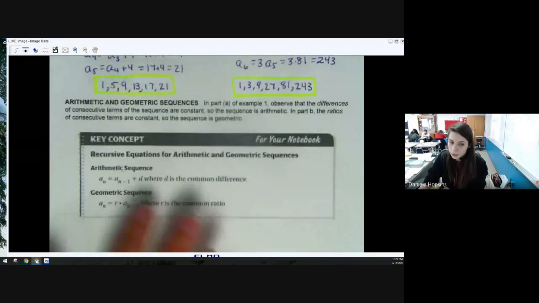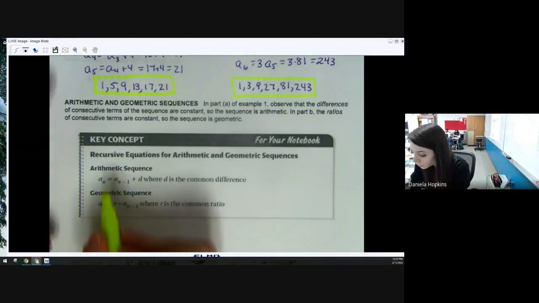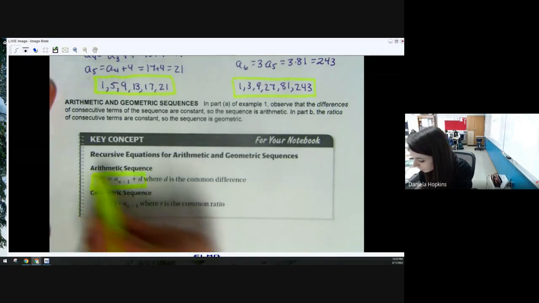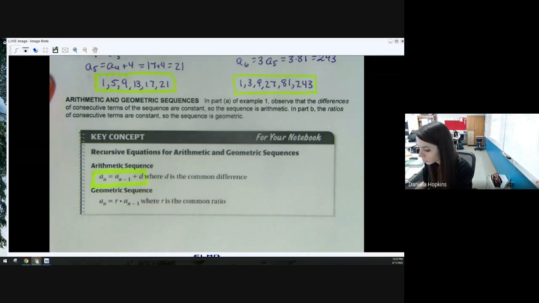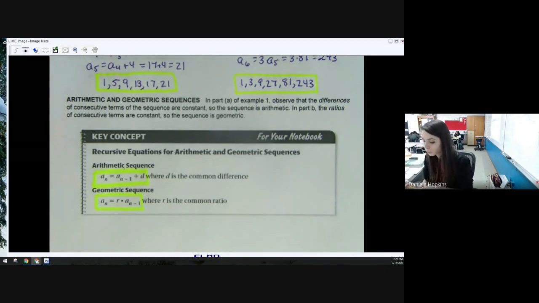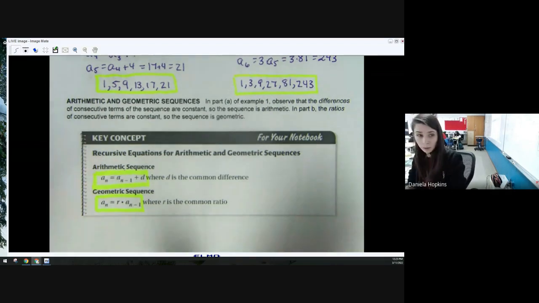So we can then use this idea to get these 2 rules here. If you recognize that something is an arithmetic sequence, you can just apply this formula to find the recursive equation. And if you recognize that something's geometric, you can just apply this rule to find the recursive equation. So it's nice we still have some equations that we can just apply.